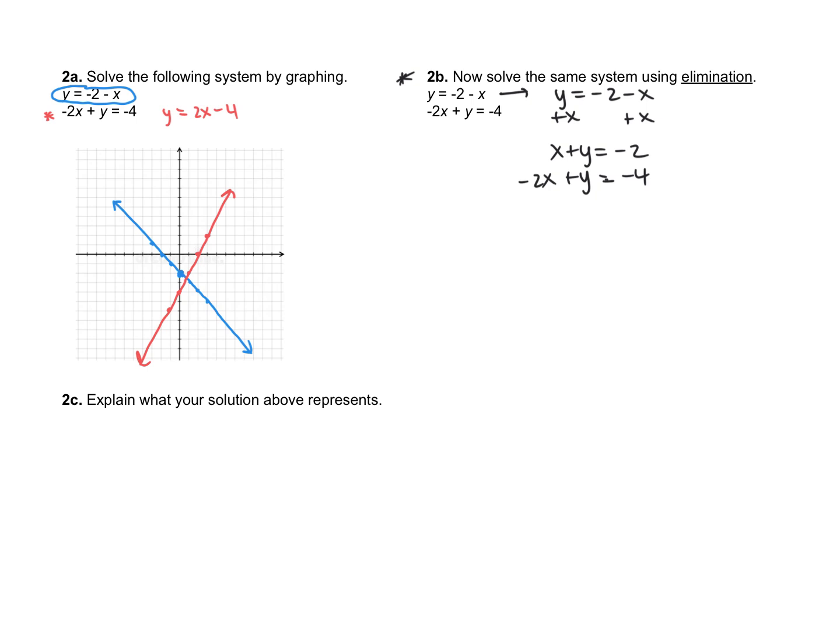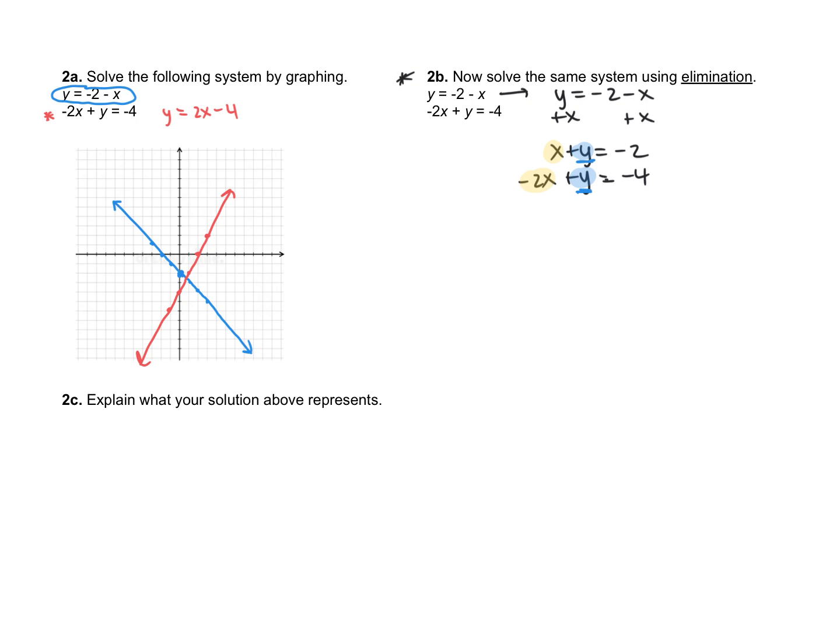Okay, so the idea here with elimination is you either want the numbers in front of x to be the same or the numbers in front of y to be the same, but with opposing signs. So we would need +2, -2, +5, -5, something like that. What we should notice is that y is pretty close. We have a 1y and we have a 1y. We just need them to be opposing signs.